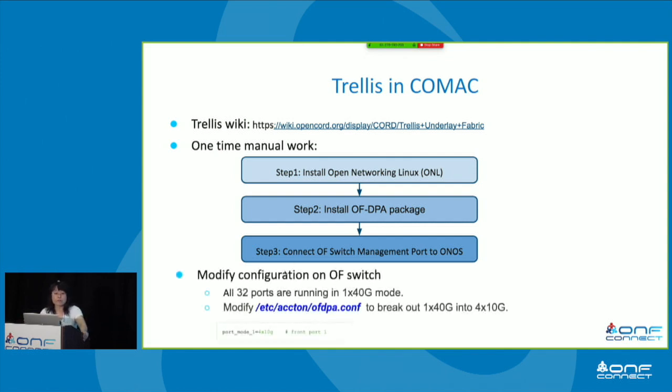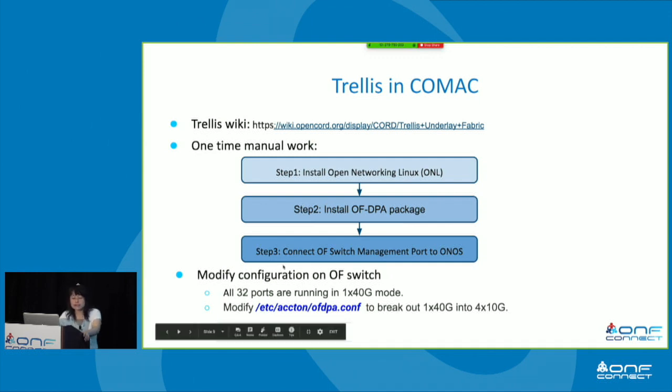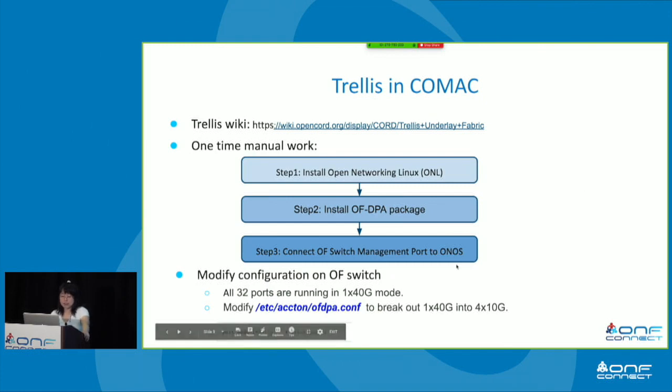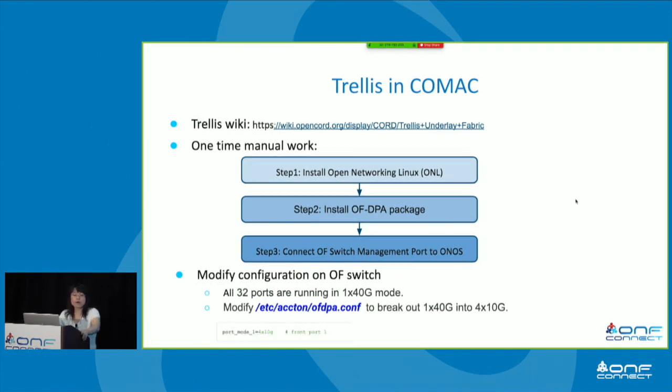Normally the OpenFlow switch comes with 32 ports of 40 gigabit, but the server normally has 10G interfaces. So here you may need a further modification in this file to change the 40 gig interface to 10G. This is all the manual work you need to do the first time.